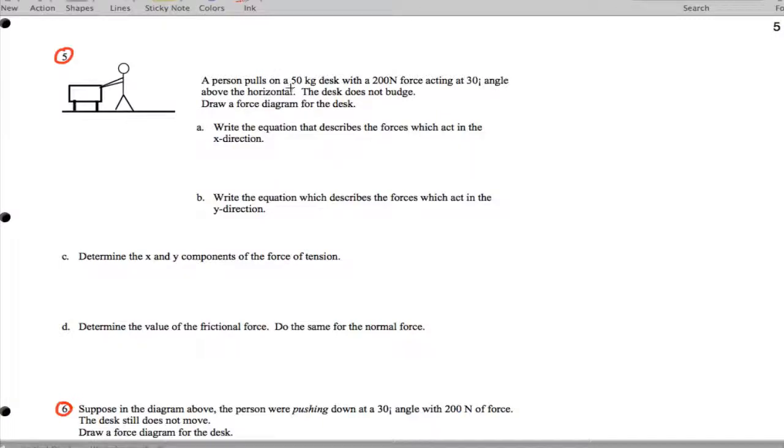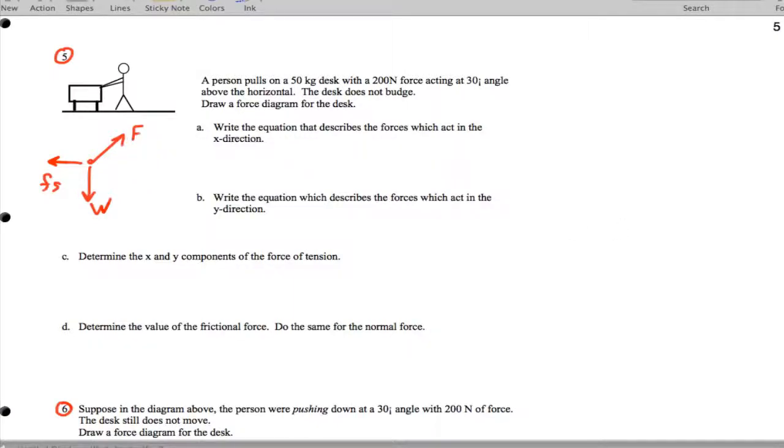First, we are pulling a horizontal desk, and it's being pulled with this force F that goes up at an angle of 30 degrees. We have the weight of the desk going downwards. We have the static friction force acting against it. And now what we want to do is split this into components. So we're going to have Fx and Fy.